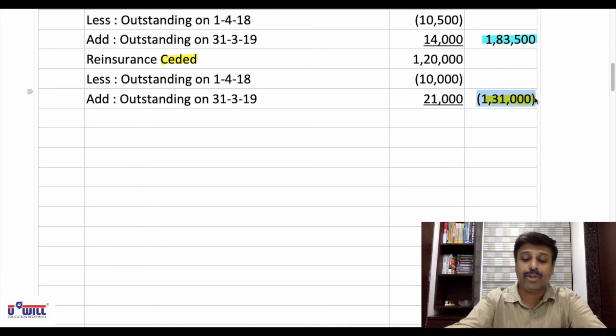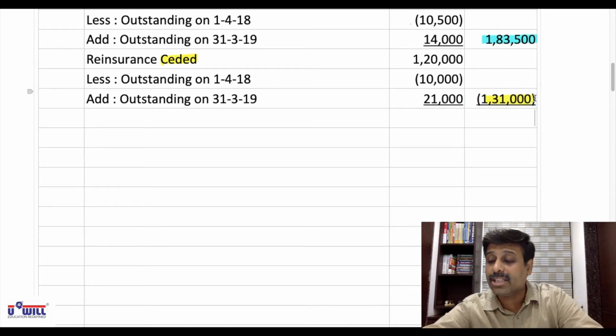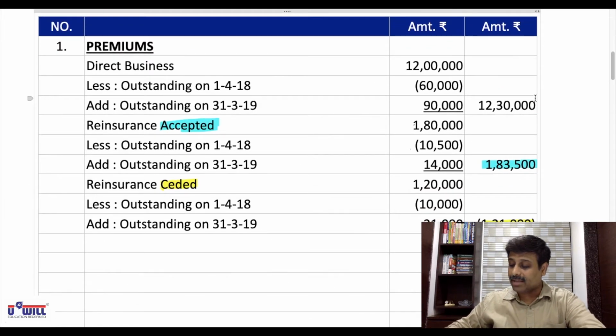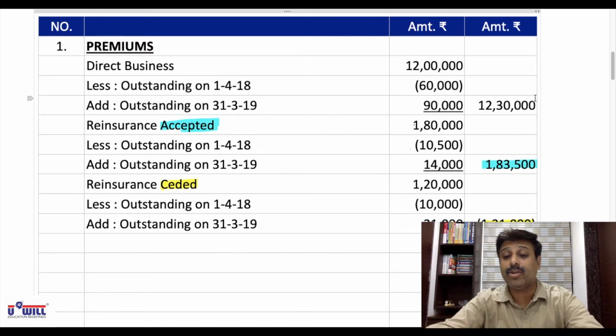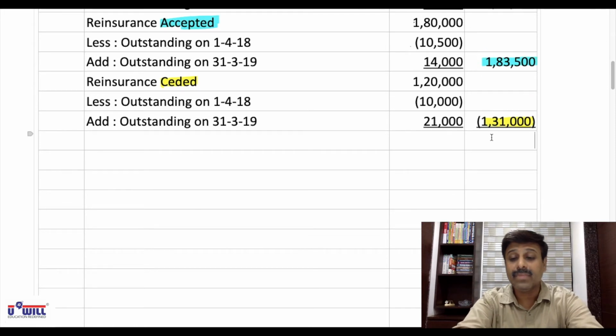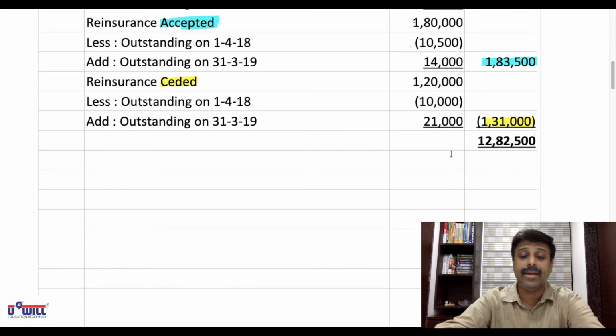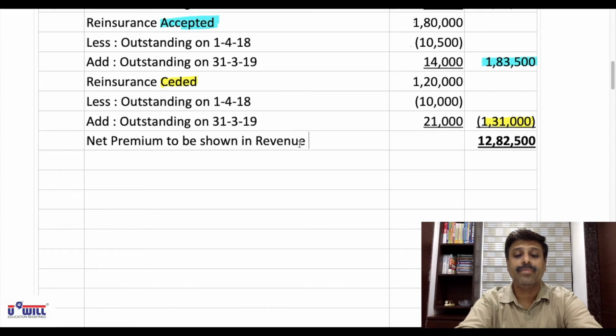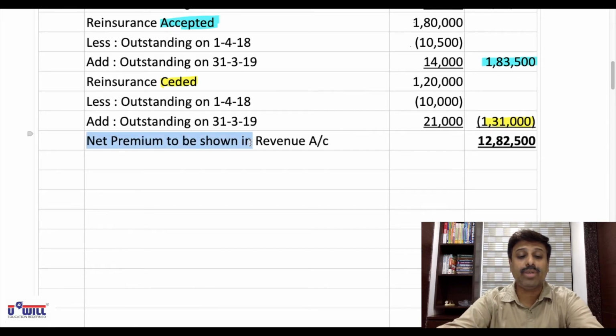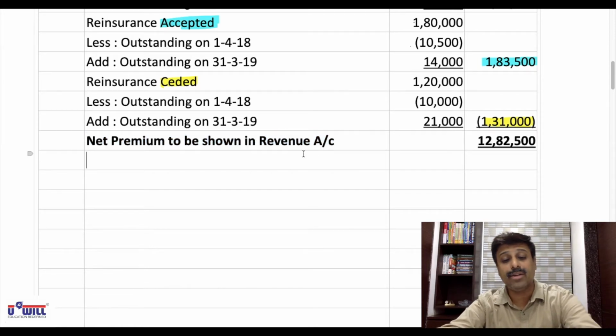Now the final amount of insurance premium we will get in the next column, that is how much? 12,30,000 plus 1,83,500, that is accepted, minus 1,31,000, that is ceded. So 12,82,500. Okay, 12,82,500 is the net premium amount that will be shown in the revenue account.